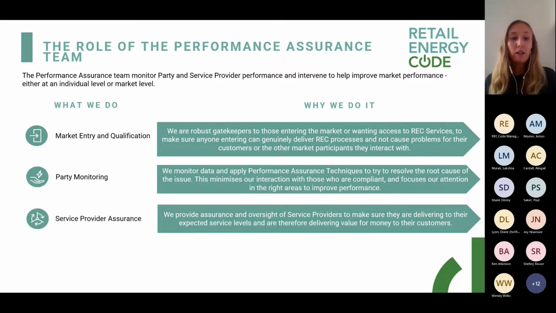And then finally, the last area that I've called out is on service provider assurance. So we provide assurance and oversight of the service providers and central systems to make sure that they are delivering to the expected service levels. So we know this is a really important part of the industry ecosystem, to make sure that these service providers are operating as they'd expect to, and really critically, the why in this case is making sure that they're delivering the value for money for their customers, which I'm sure people on the call can recognise is a really important part of why we do that.